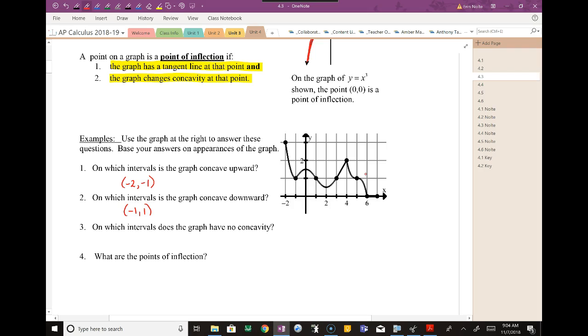I agree. All right. Okay, so what about from 1 to 3? 1 to 3, what would that concavity be?